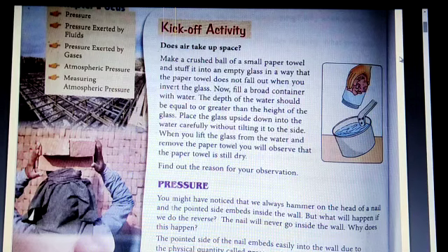Now when you lift the glass from the water and remove the paper towel, we'll observe that the paper towel is still dry. So you'll have to give the reason for the observation. So I'm giving you this homework.